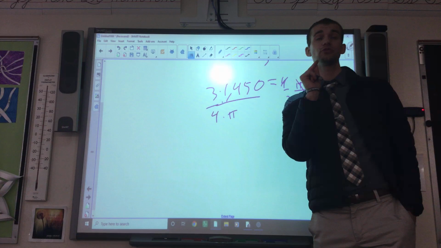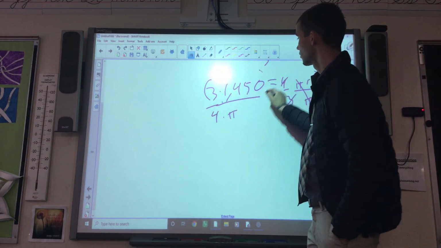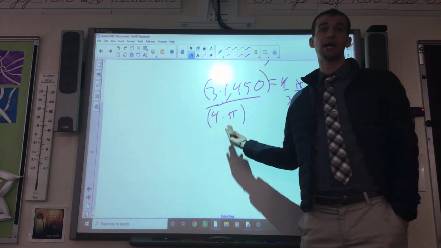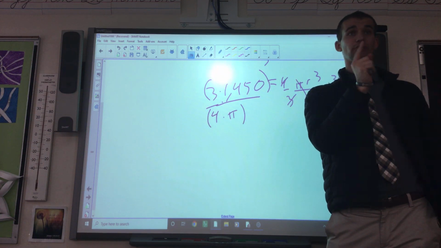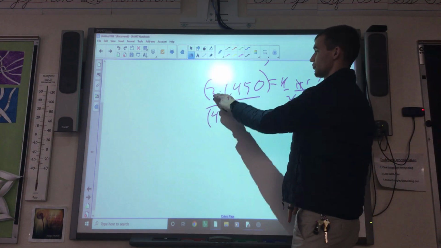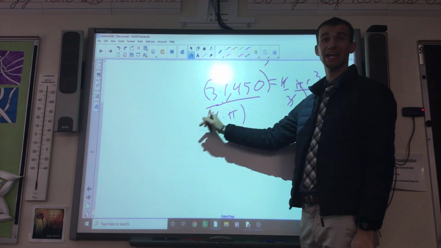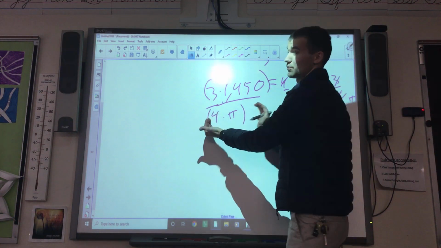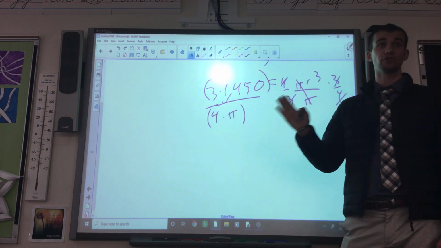The only thing is, if you do that in your calculator, you have to do 3 times 1,450 divided by 4 times pi. Otherwise, your calculator does things in the exact order that you tell it to. Your calculator will do 3 times 1,450, that divided by 4, that times pi. So it's going to give you the wrong answer. So you have to use the parentheses in your calculator if you're going to put it in this way. Otherwise, you can do it step by step.